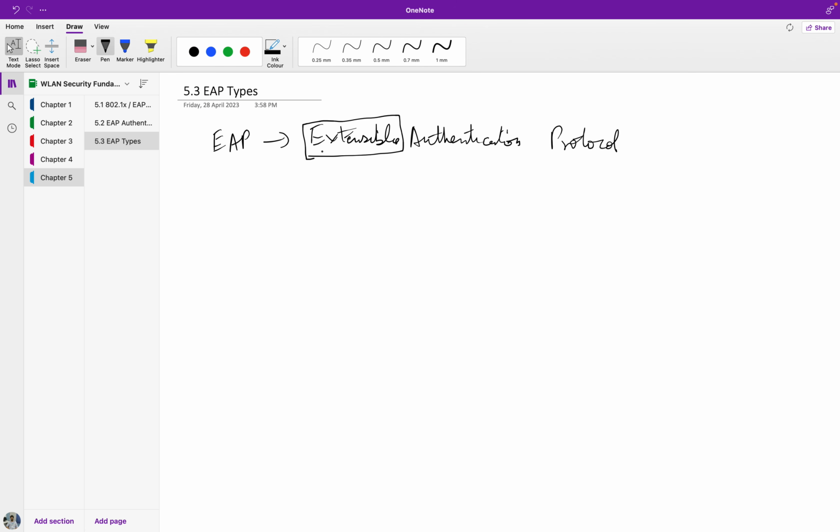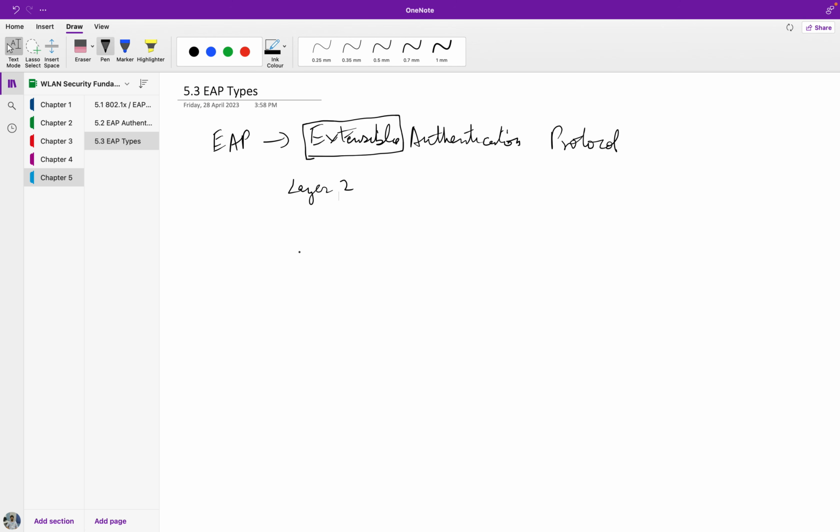Now EAP is a layer 2 protocol that is very flexible, and many different flavors of EAP actually exist. That's why it's called extensible. It's a layer 2 protocol, and many flavors of EAP actually exist in the networking world. That is the reason why it's called extensible authentication protocol. Okay. Let's just take an example.